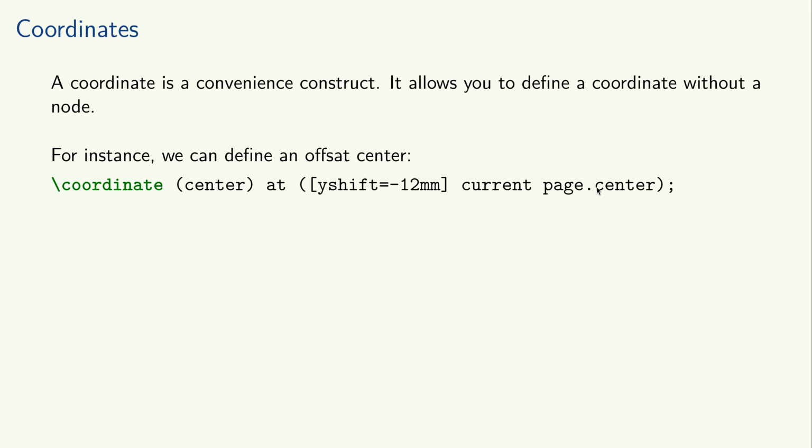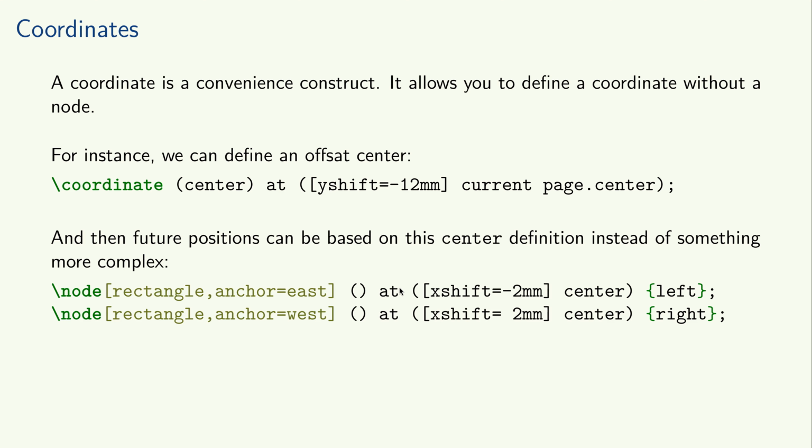And then that center is, let's say, about here. And then I can do an operation on that. I can shift that minus 12 millimeters. Remember that the coordinate system, y-axis goes up. So minus 12 millimeters takes the center point of the page and moves that down 12 millimeters. And now we create a new name called center that represents that point.